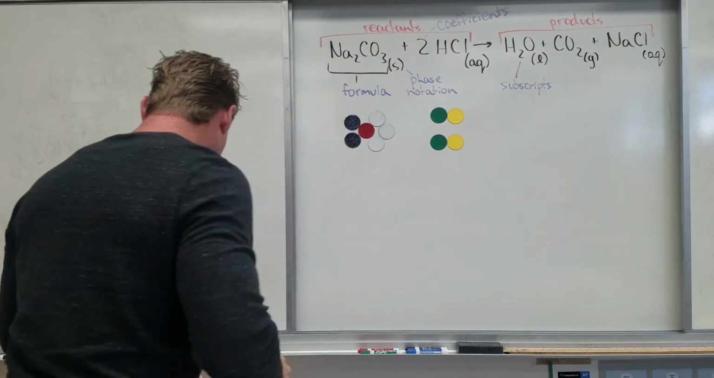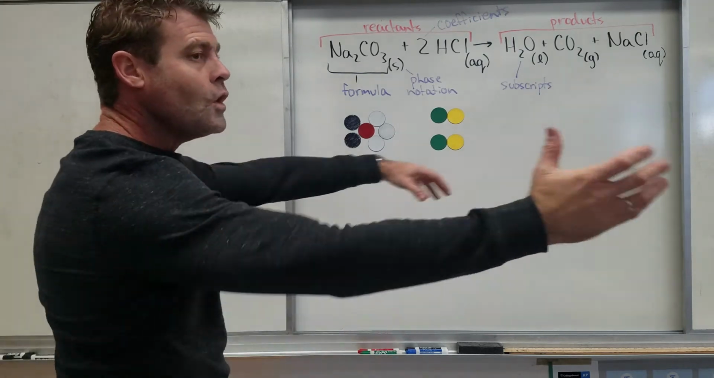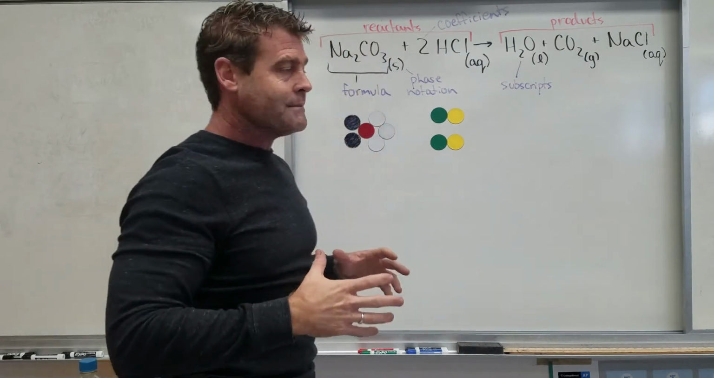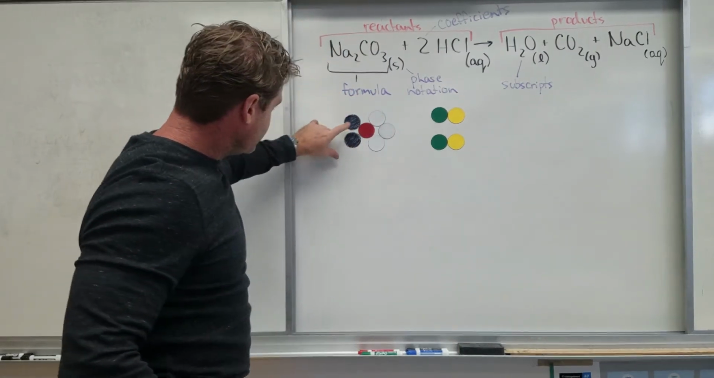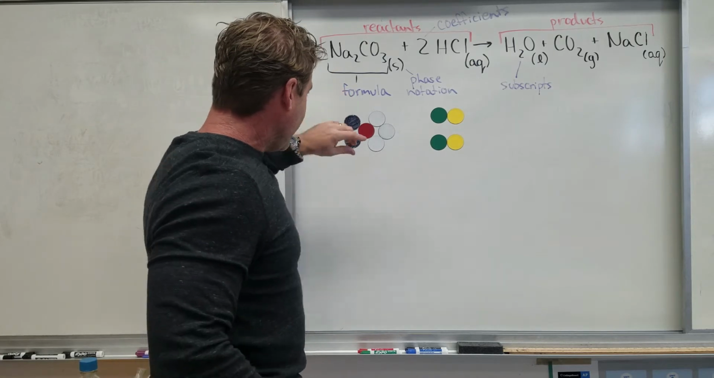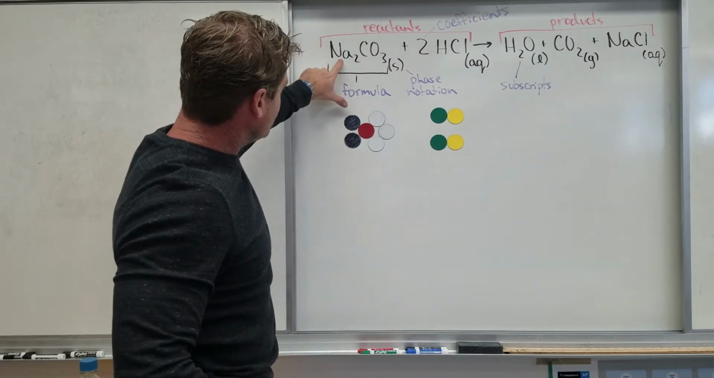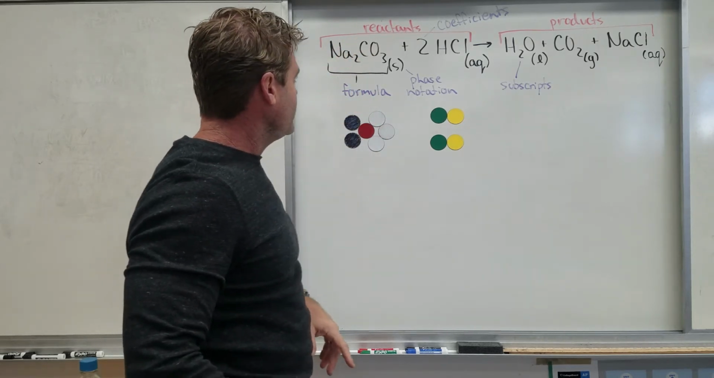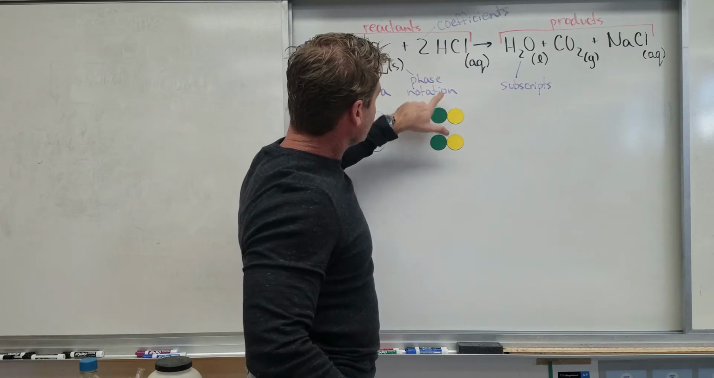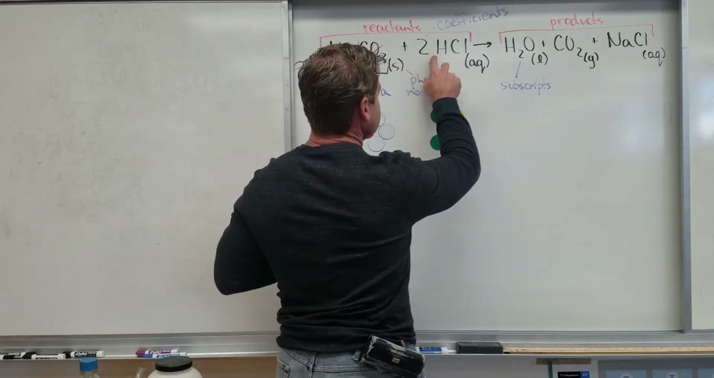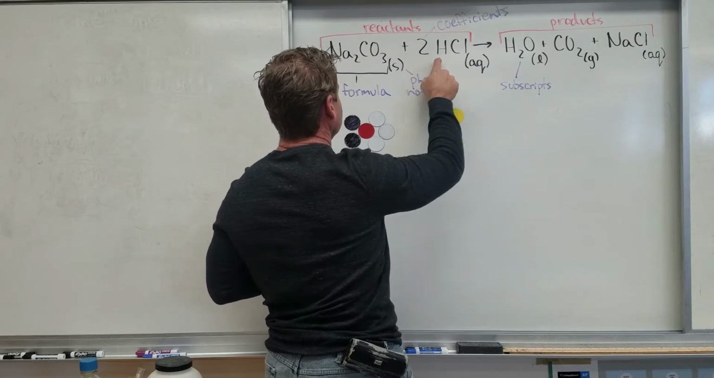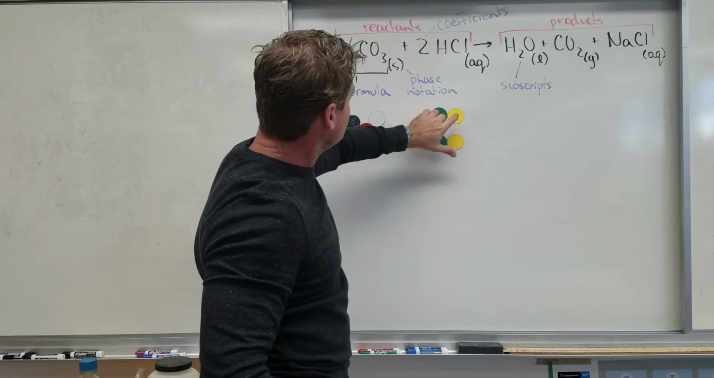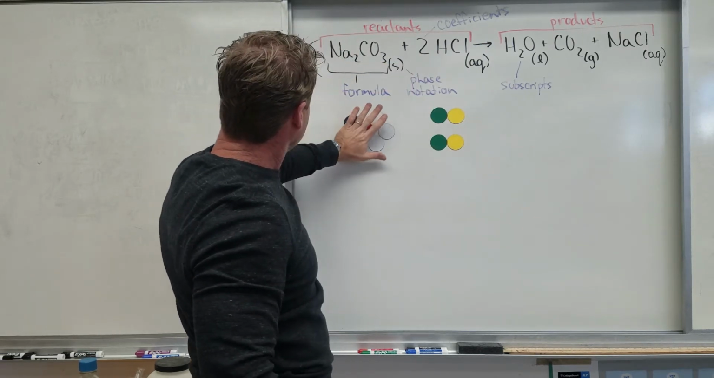So here's what's happening. In a chemical reaction, all you have is a rearrangement of atoms. The atoms you start with and the atoms you end with are just rearranged. These magnetic dots represent atoms. You can imagine the two black ones are your sodium atoms. There's one carbon atom and 3 oxygen atoms in one sodium carbonate unit. Then hydrochloric acid: the green is the hydrogen, the yellow is the chlorine. But notice it takes 2 hydrochloric acid molecules to react with 1 sodium carbonate molecule. See where the coefficients come from? This says 2 of these react with 1 of those.